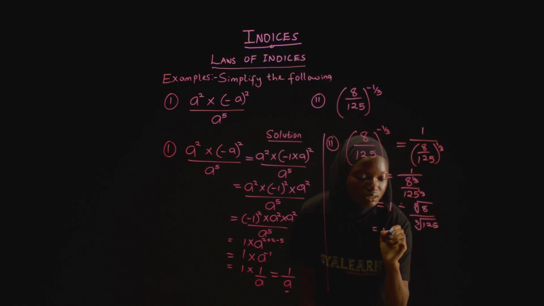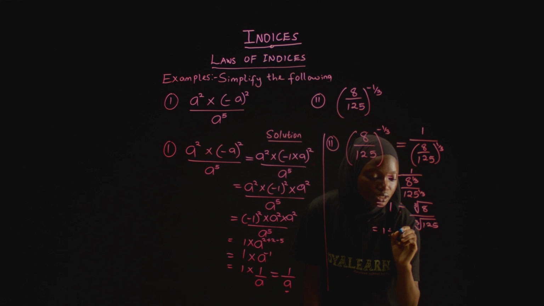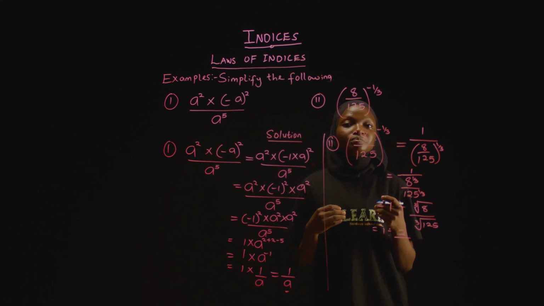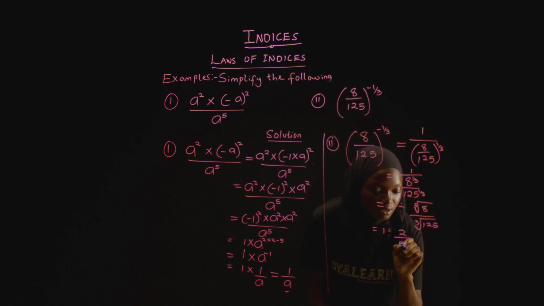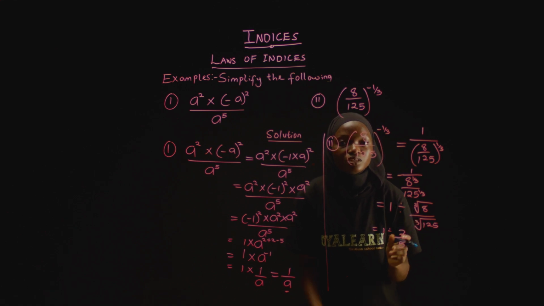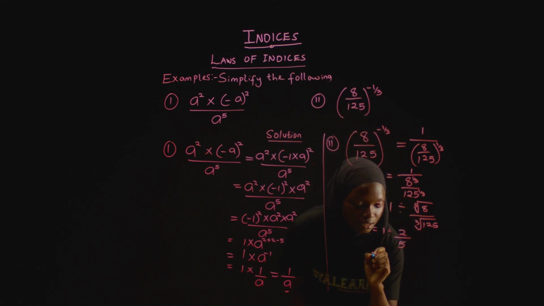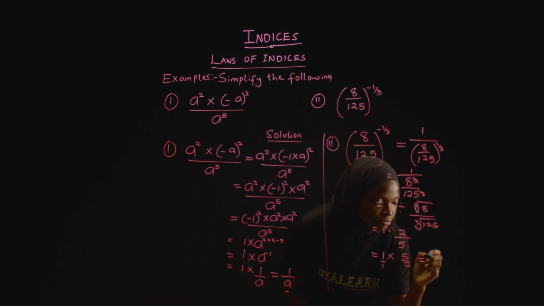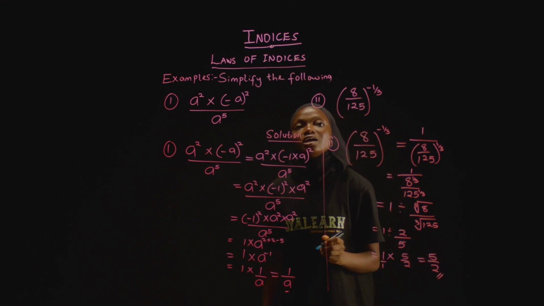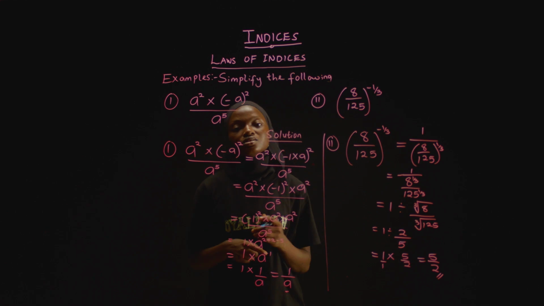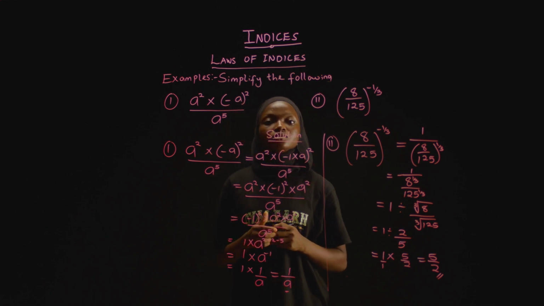So we have 1 divided by the cube root of 8, that's 2, because 2 multiplied by itself in 3 places gives us 8. And the cube root of 125 is 5, because 5 times 5 times 5 is 125. And here, this becomes 1 times 5 over 2, and this is 1 over 1. So we multiply together, we have 5 over 2, which gives us our final answer. And that's how to simplify this, applying the laws of indices. Thank you.